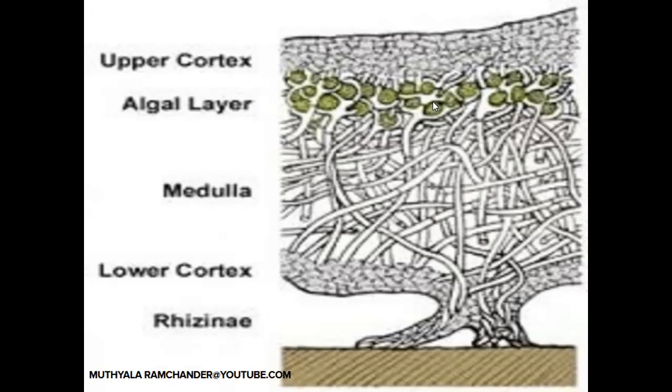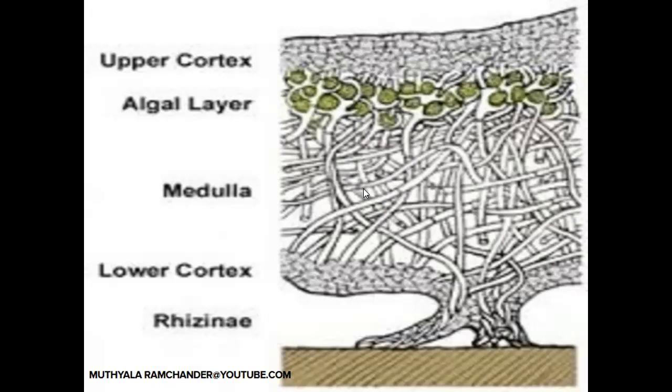Algae prepare food material by photosynthesis, but algae cannot absorb minerals and water from the soil. So algae need mineral nutrients from the soil, and fungi absorb water and minerals from the soil, but they cannot prepare food material. At the same time, they cooperate with each other. They supply to each other: food material is supplied to the fungi, and mineral nutrients are supplied to the algae. By this association, the structure is called lichen, the subject of lichenology.